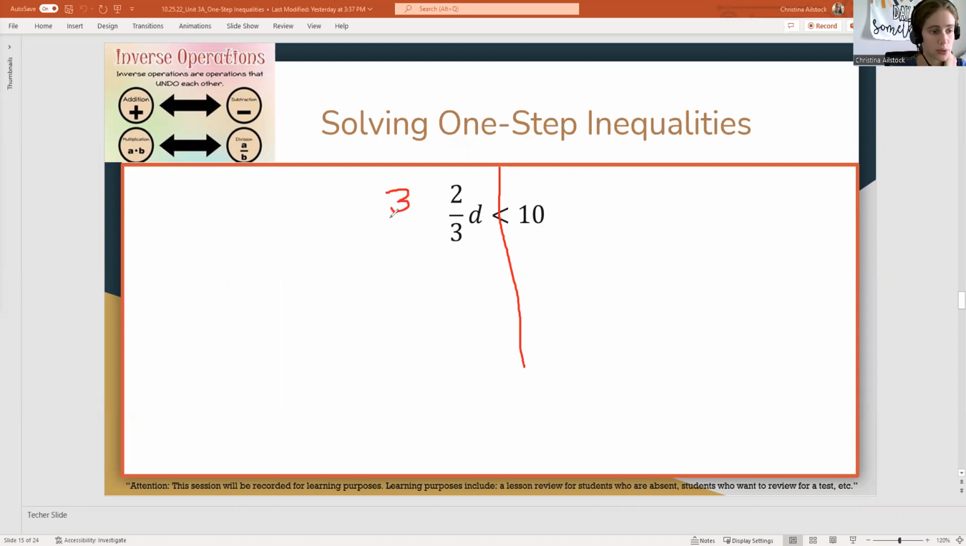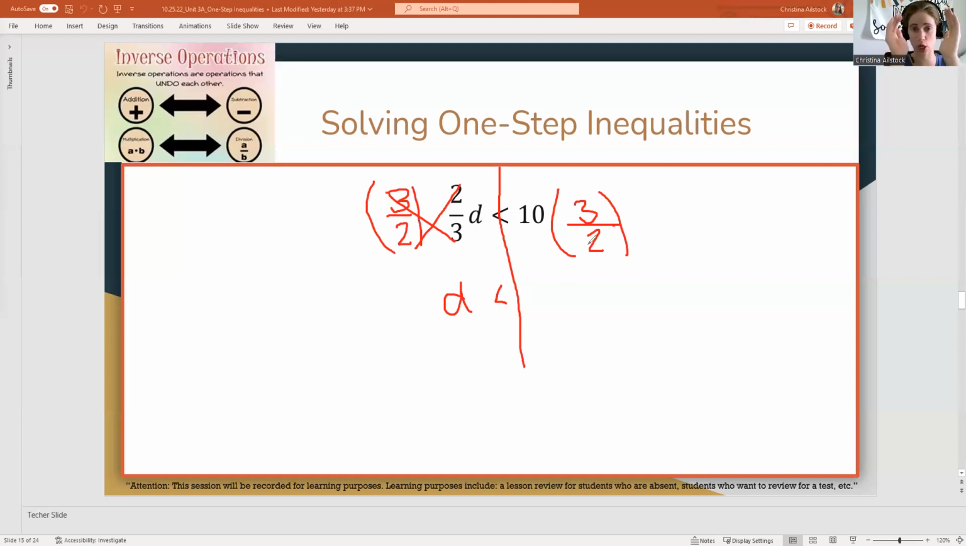So the reciprocal is when you flip that fraction. So it's going to become 3/2. So on the left here, when you're undoing something, it cancels out. So we're just left with d, and then bring down your inequality sign.